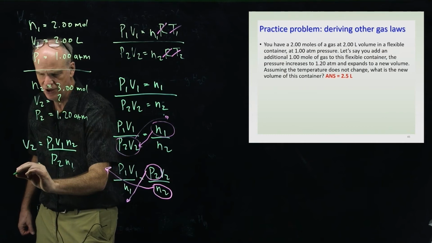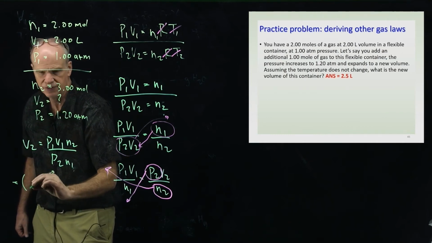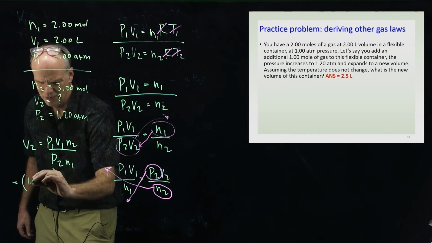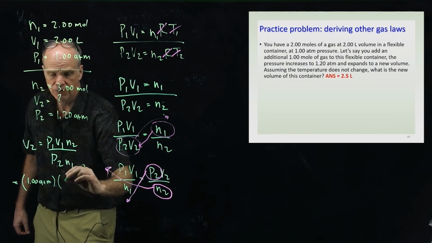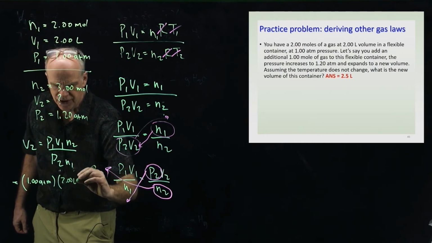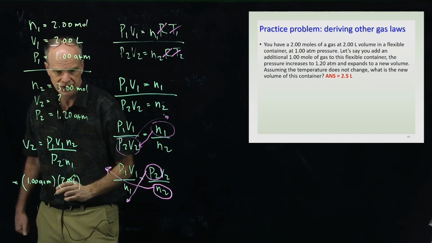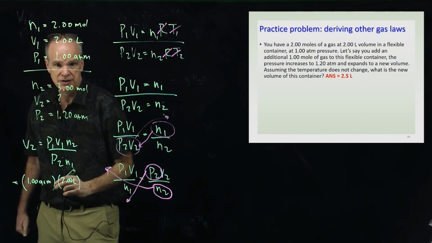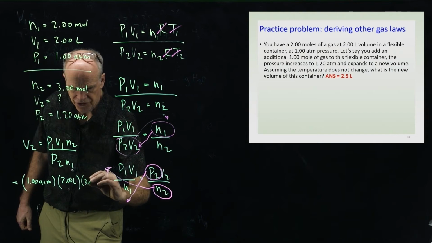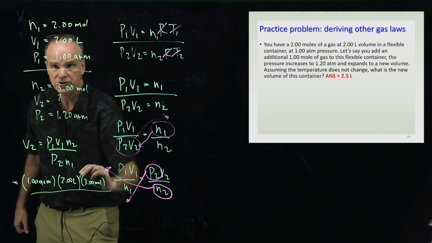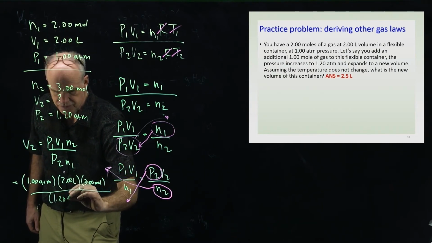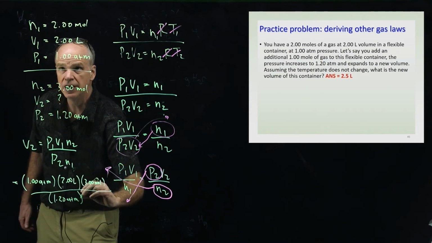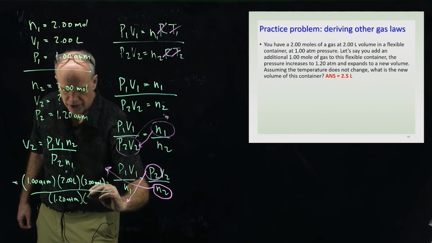So let me just plug in numbers really quick and let's see if we get the right answer. So it's 1.00 atmospheres is P1. Volume 1 is 2.0 liters. And so N2 is 3.0 moles. And it looks fine so far. P2 is going to be 1.2 atmospheres. And N1 is 2.0 moles.